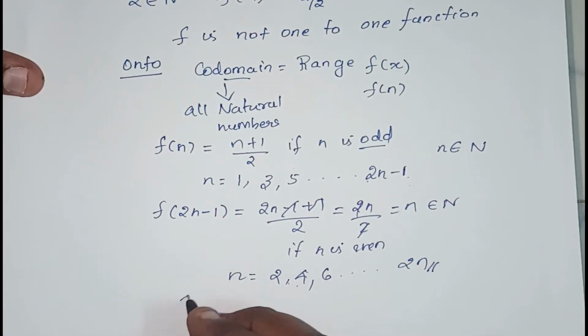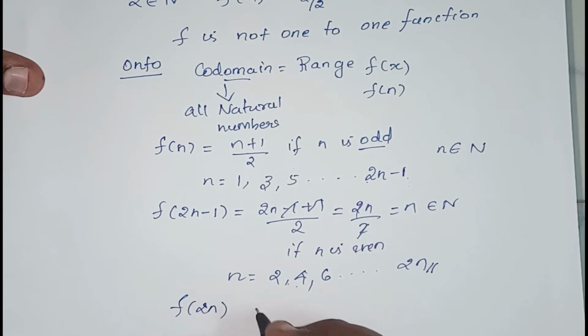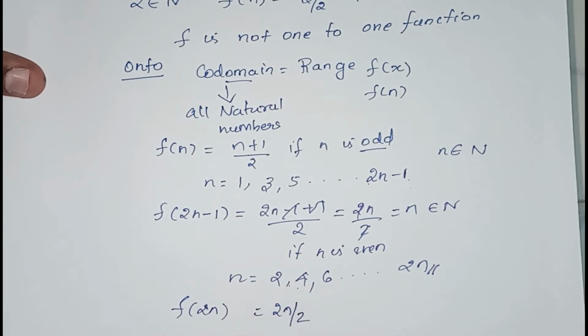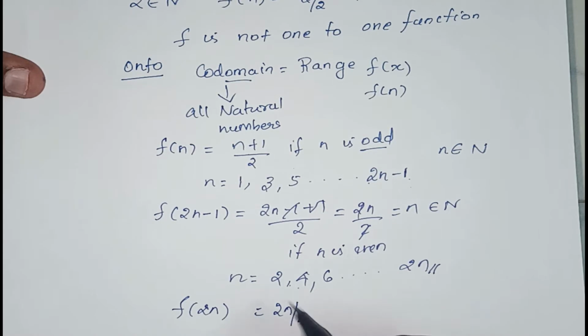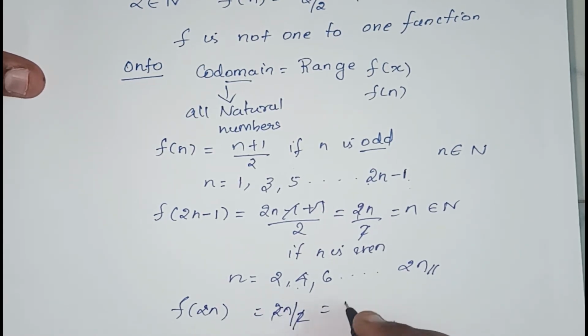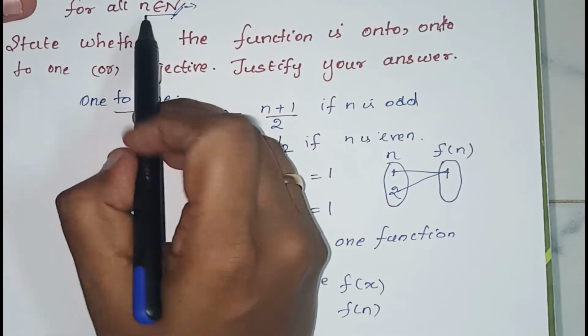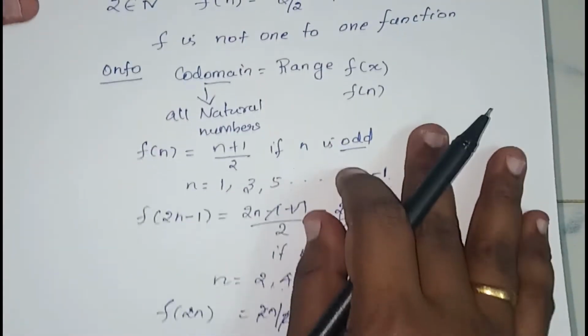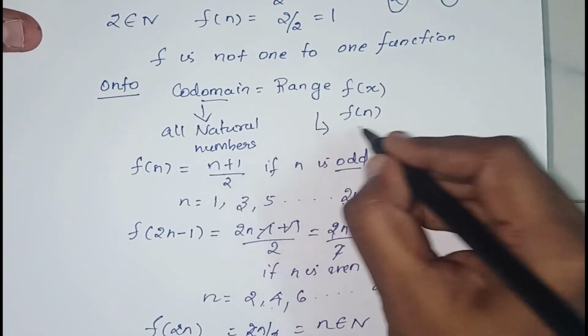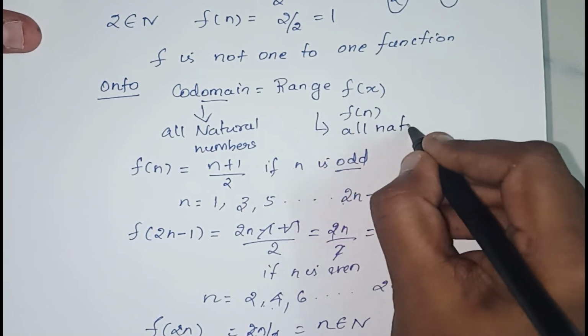So f of n is equal to f of 2n, which is 2n divided by 2, because if n is even, then f of n is n by 2, right? So 2n by 2 is also equal to n. This n also belongs to the natural numbers only, because the question says all n's are natural numbers. So the range is also nothing but all natural numbers.